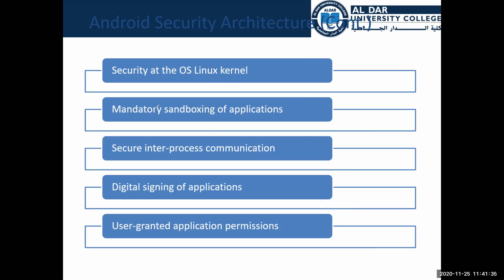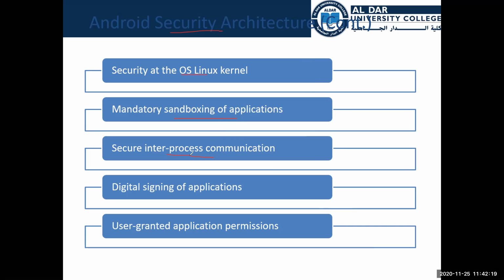That's the correct answer: sandbox is separating applications from each other, and antivirus is installed as an application, and it is separated from other applications. So it cannot have direct control on those applications. So returning back to the security architecture, which is a layered architecture. The first layer is the operating system kernel. The second layer is the sandboxing of applications. The third is secure inter-process communication.